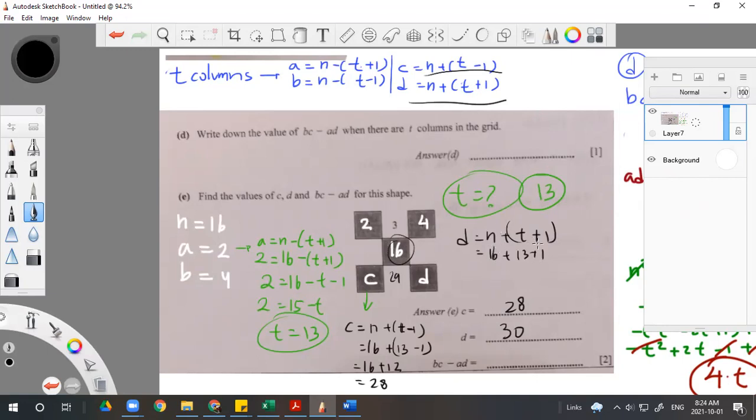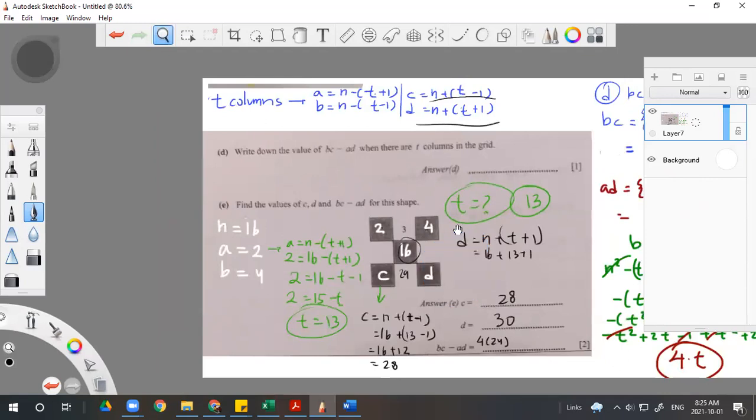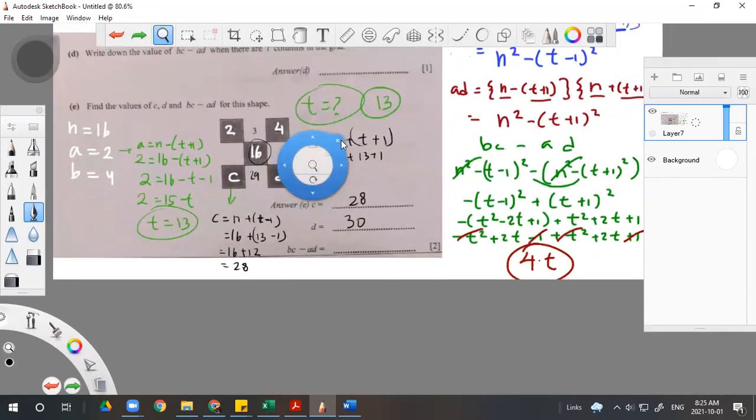Oke, find BC minus AD. BC minus AD is, mana tadi BC-nya? Oh, B yang atas ya, BC ini 4 times 24. Ah, udahlah, nggak usah hitung begitu ya. Kan udah tahu tuh BC minus AD is always 4T. Ya udah, jawabannya 4 times 13, 52.